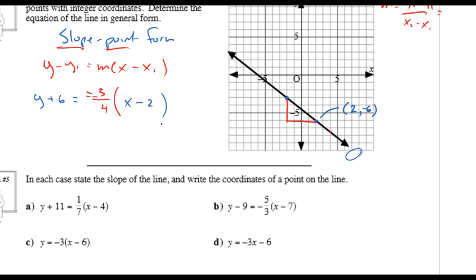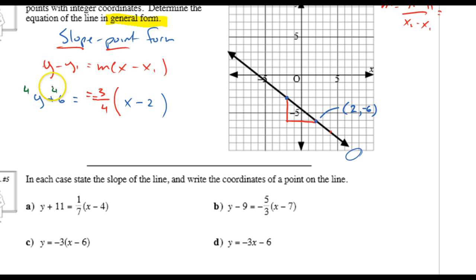Okay? And then what does the question say here? I need this in general form, determine the equation of the line in general form. Okay, so I have to do a bit of work now to get it into general form. To get into general form, again, I can't have any fractions, so I'm going to go ahead and multiply everything by 4.